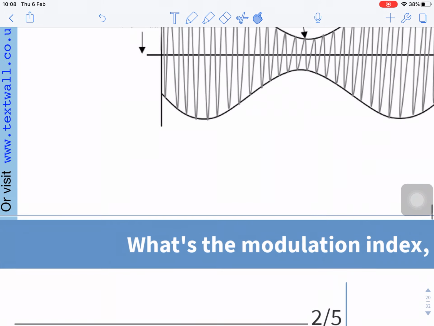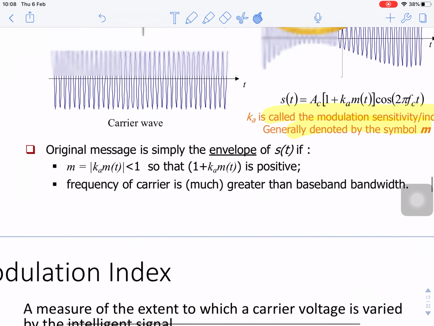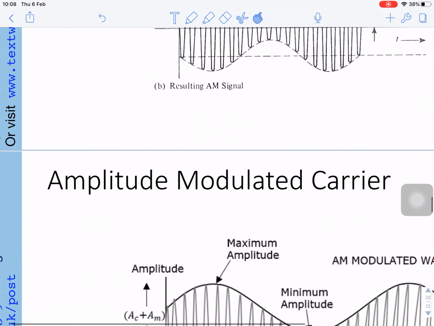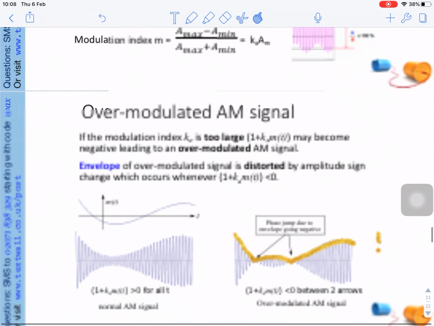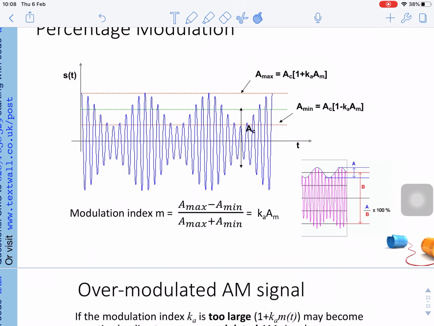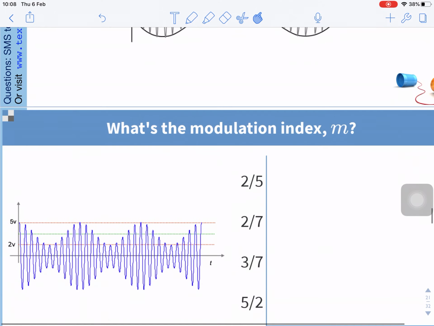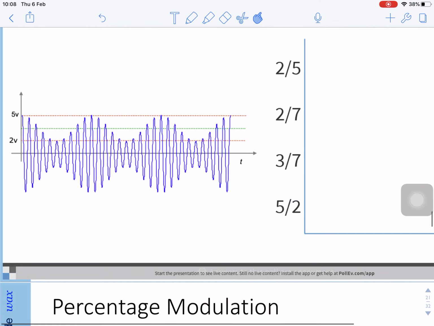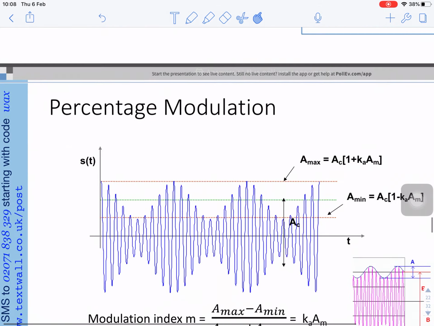So the modulation index is calculated by A max minus A min divided by A max plus A min. So let's see, A max is 5, A min is 2: 5 minus 2 is 3, plus 5 plus 2 is 7, so 3 divided by 7.